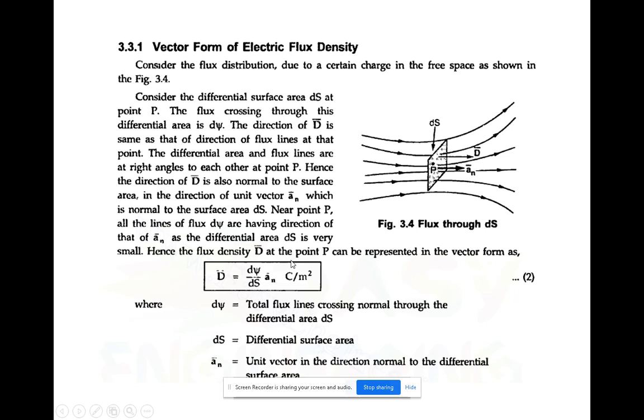Hence, the flux density at the point P can be represented in vector form as D vector equal to d psi by dS, while the magnitude D equals psi by S. The change in flux lines as well as the change in area will give the flux density in vector form, into the unit vector, which represents the direction.